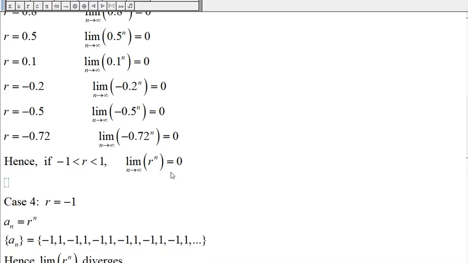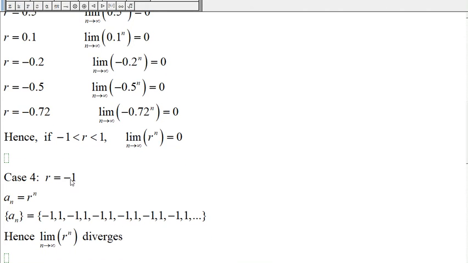Now let's look at the case where r is -1. So if r is -1, then the first term will be -1, and then the next term will be 1, because it's -1 squared. So it'll be -1 to the first, -1 squared, which is 1, -1 to the third, which is -1, -1 to the fourth, which is 1. So the sequence is just going to oscillate between -1 and 1. And so it's not converging to any number. And so we say that the sequence diverges because it's going to oscillate between -1 and 1.